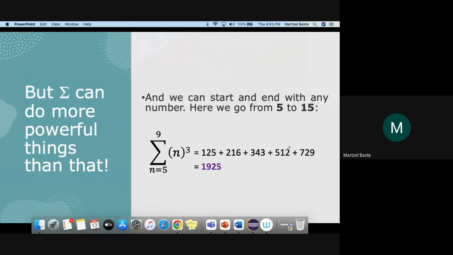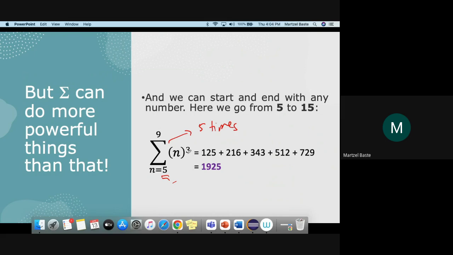So next is we can start and end with any number. The lower limit doesn't always start at 1 or 0. It can also start at 5. So your lower limit can start at 5, and the upper limit is the number of how much it will execute. But it will now vary. Your loop execution will now vary depending on the lower limit. This time, since it starts at 5, your loop will only run 5 times instead of 9 times.